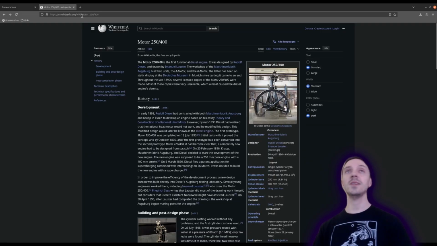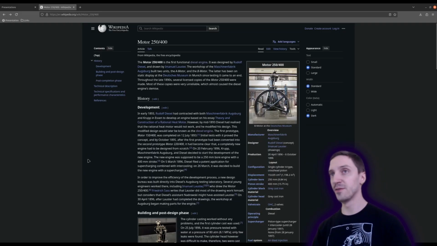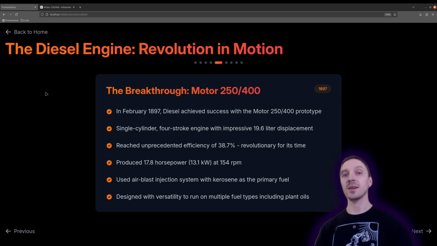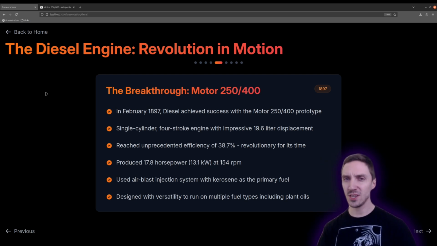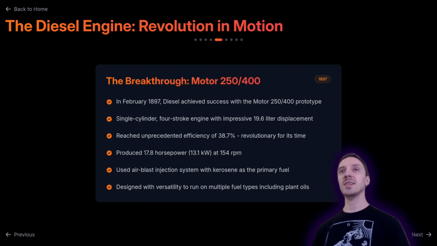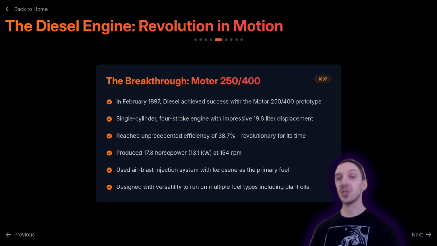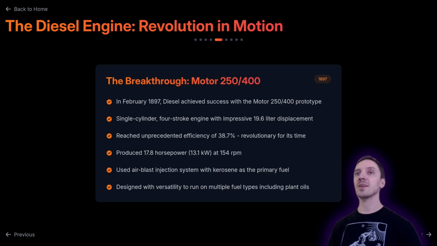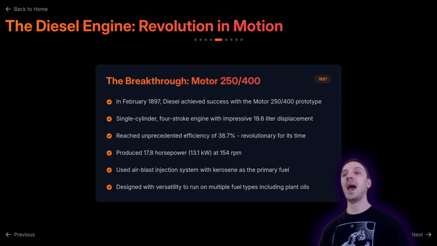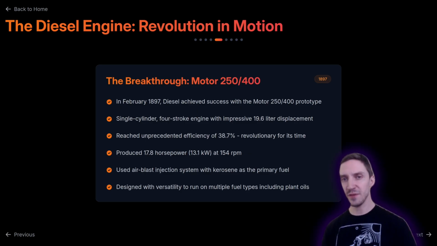And what it did was it proved the idea that you could use adiabatic compression to achieve combustion in a cyclical nature. So in February 1897, Diesel achieved success. And as we saw earlier, that 4-stroke engine process had a very high level of efficiency.